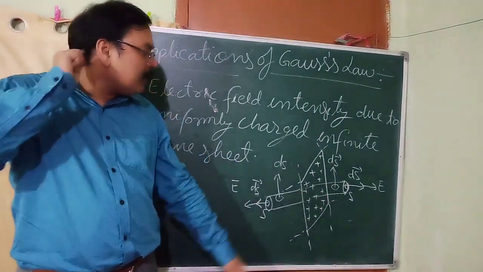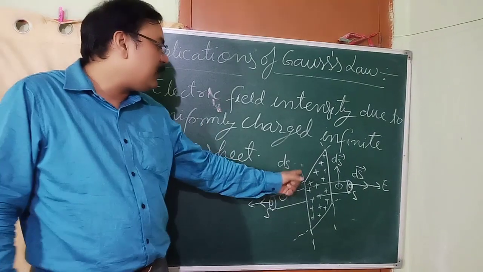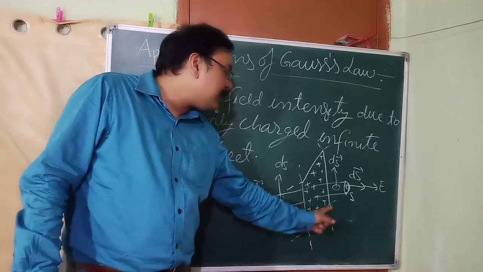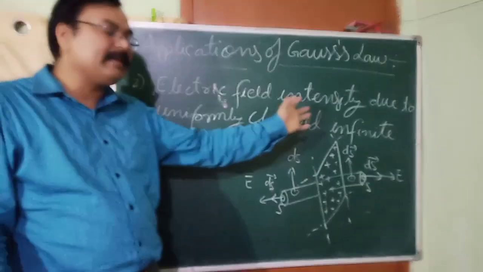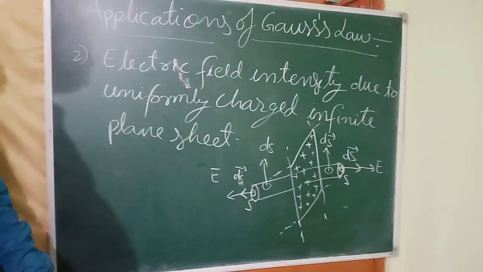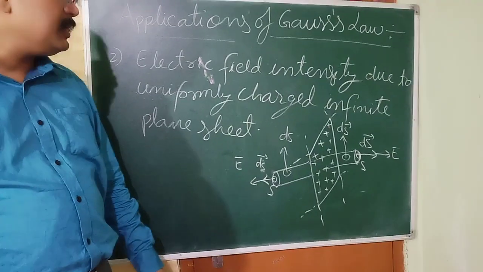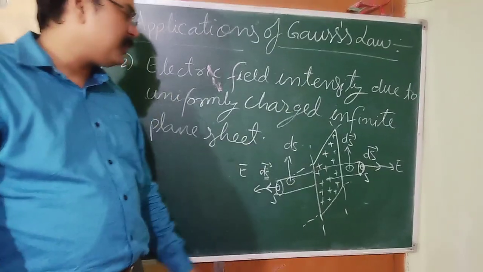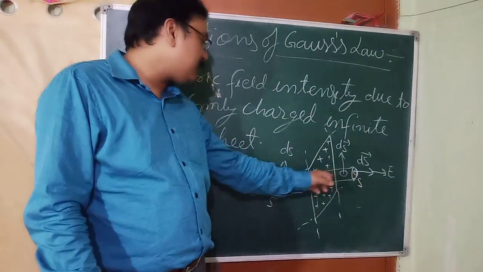To indicate that it is an infinite sheet, I have kept dotted lines here. This indicates that it is going to extend uniformly in all directions, and it is an infinite plane sheet. Now, how to start this? In order to start this, we require a Gaussian surface. So we have taken this Gaussian surface.